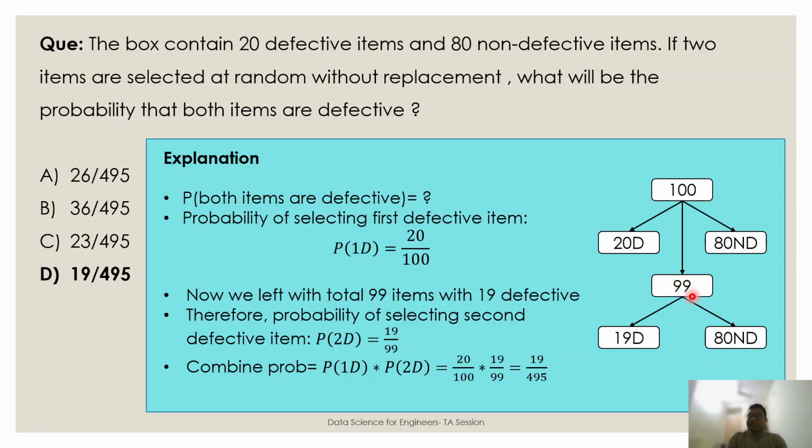So right now, again, I will do the probability: I'm on 99 things from which I can choose 19 things, so it becomes 19 by 99. And that's how you multiply both of them, and you get the combined probability, that is 19 by 495. So when such questions come, just follow this example. Very basics, and you will never fail to answer the question.